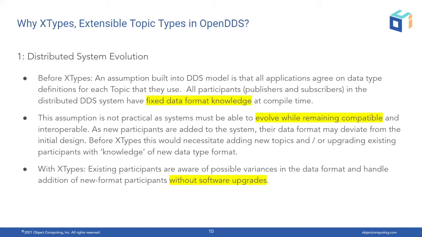There are at least 2 distinct scenarios when Xtypes offers a solution to this problem. The first scenario is a distributed system evolution. As new participants are added to the system, their data format may deviate from the initial design. With Xtypes, existing participants are aware of possible variances in the data format and handle addition of new format participants without software upgrades.